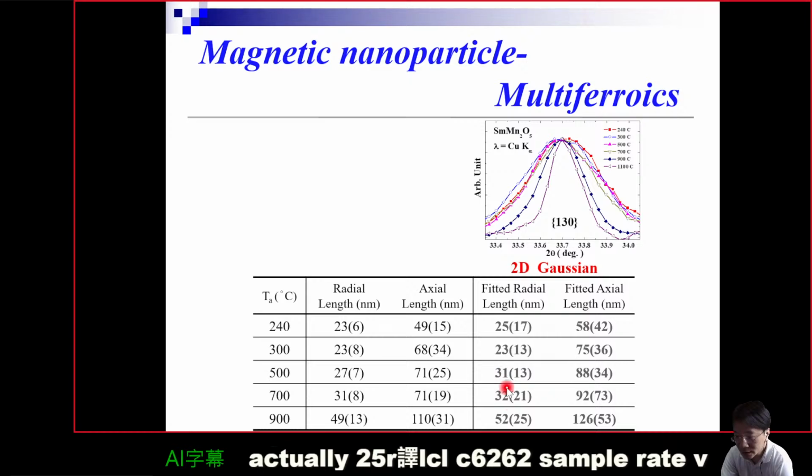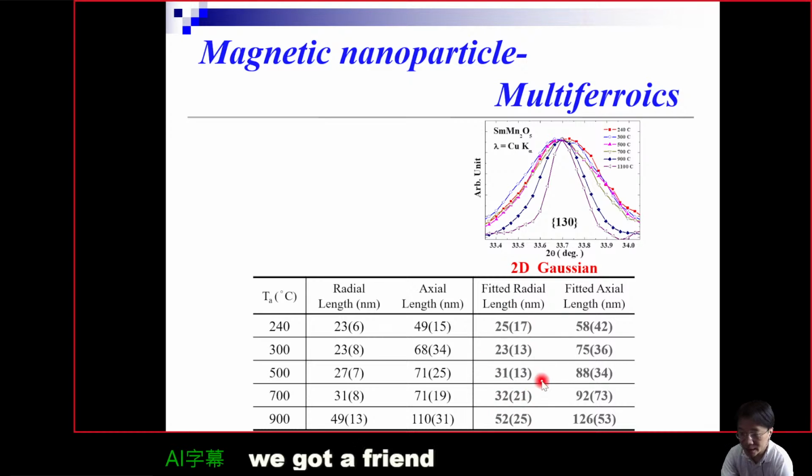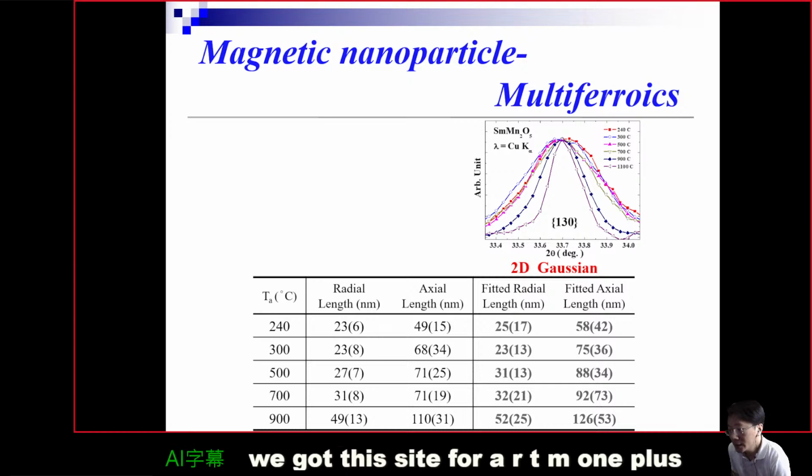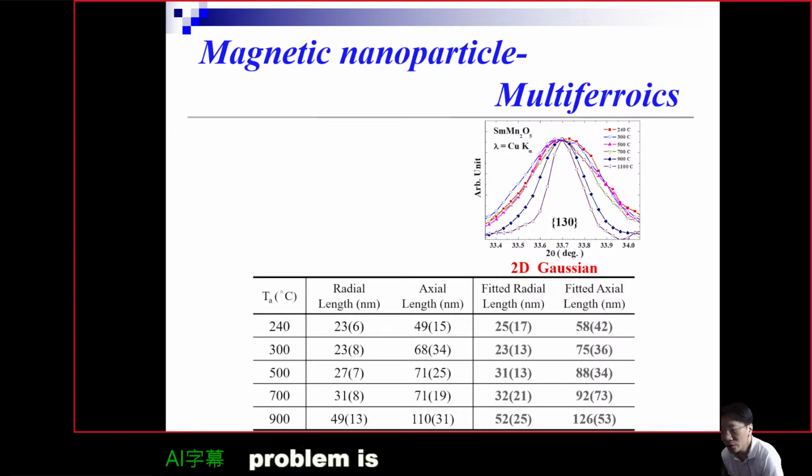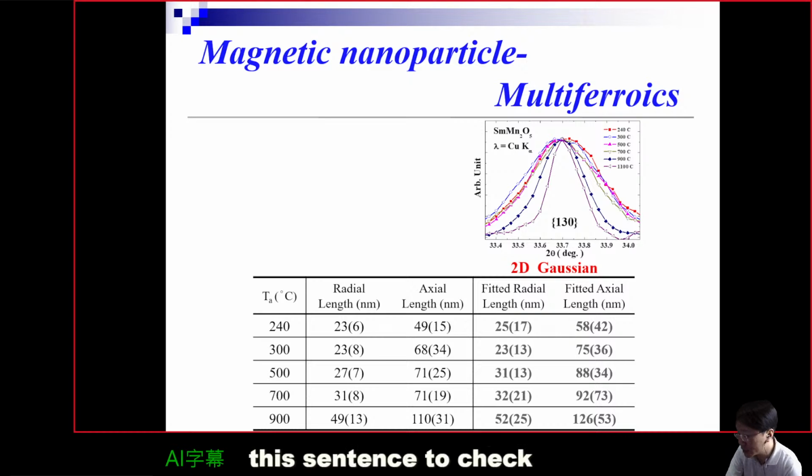We got this size from the HRTEM, but there is one problem. That is, how do you know the anneal effect did increase its size? Sometimes the particles will stick together, so you need to check whether the size is real growth or they just stick together. So how to check that?